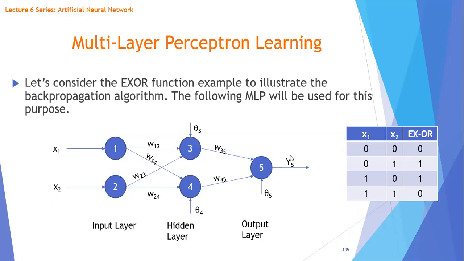Once you're able to get Y5, you can very easily subtract this Y5 for a particular iteration step, for a particular combination or instance in your training set. These are actually your YD, and you are obtaining the actual value here. You could work out now E5.